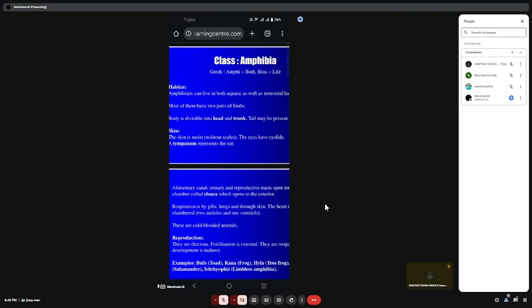Here, the organisms are the first vertebrates to attempt the transition from water to land. The name amphibia indicates a dual life. Amphi means both, a dual life. They can live in the aquatic as well as the terrestrial habitat. And if you see, these animals are cold-blooded animals.